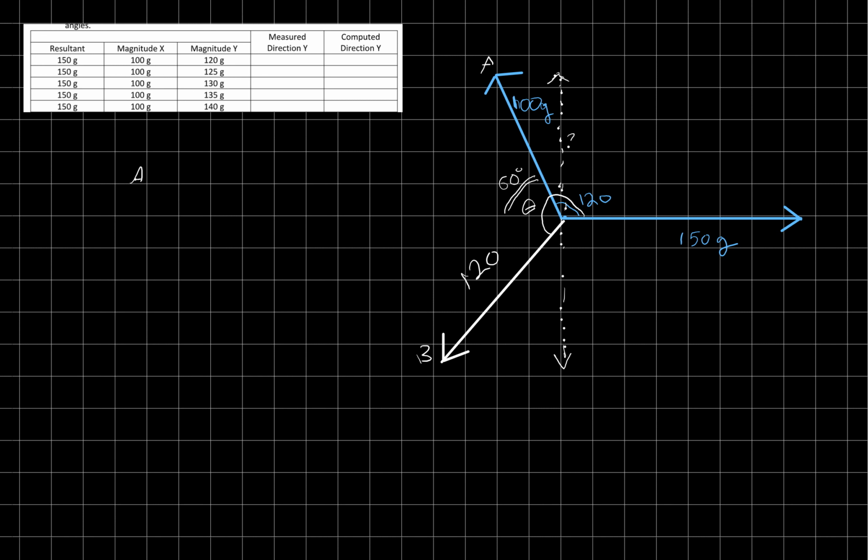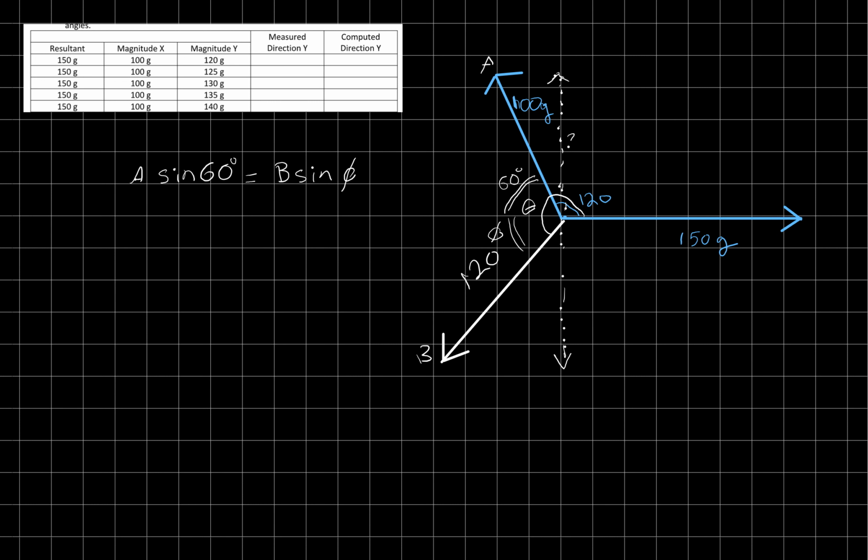So that would be A times sine of the angle 60, and that should equal B, which is 120, times sine also of the angle that we're looking for right there. This angle is called phi. So sine of that angle phi.